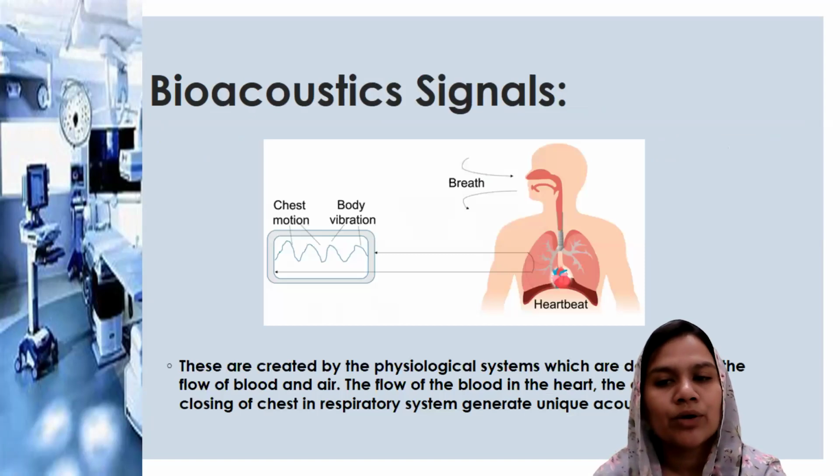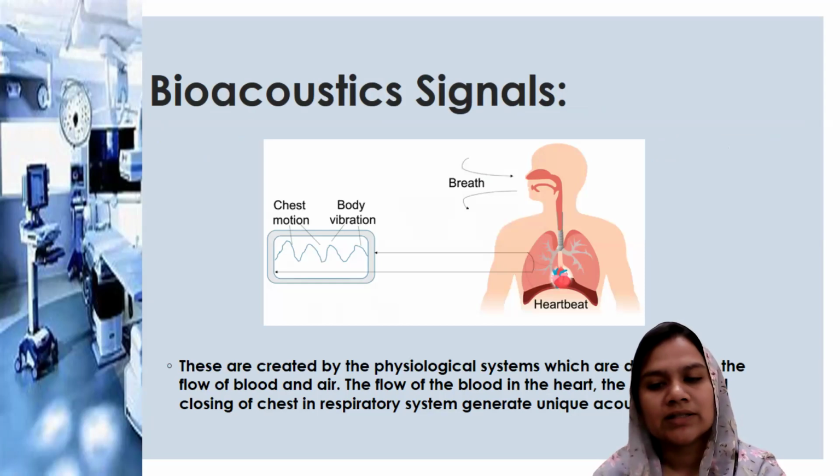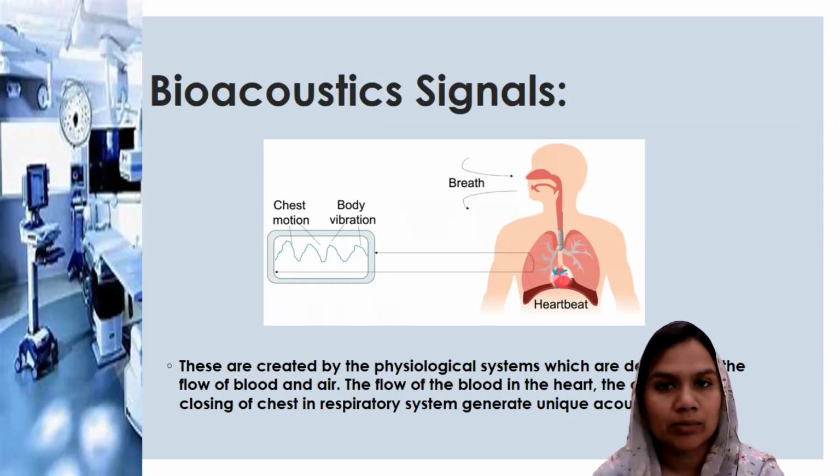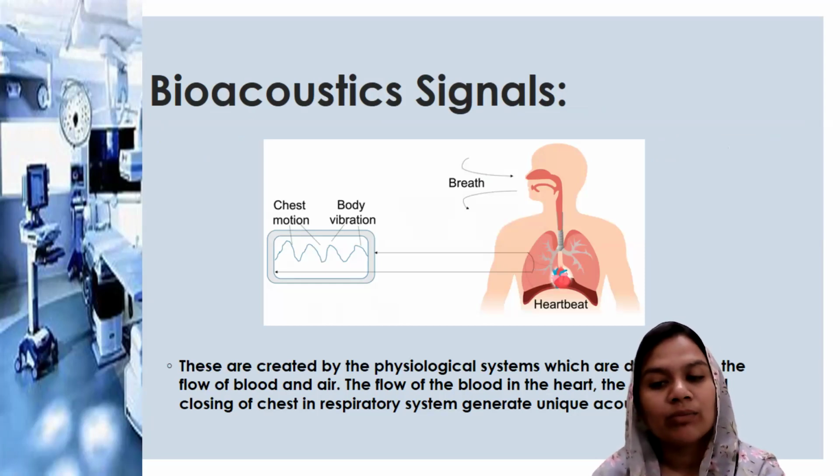The next one is the bioacoustic signal. This is nothing but the signals produced by the flow of blood and air. The flow of blood in the heart and the flow of air through the lungs, by closing and opening of the chest, can be recognized, and this produces a unique acoustic signal.